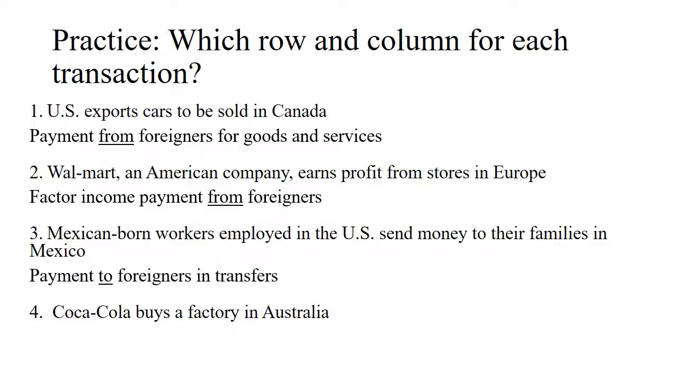Number 4, Coca-Cola buys a factory in Australia. Okay, little hint, the factory itself is going to be the asset. Now, if Coca-Cola is buying it, is that official or is that private? And then which country got paid? All right, it is a private asset. Coca-Cola might be a major corporation, but they're not a government. Only governments and central banks of the government are considered official in terms of official purchasing of assets. So Coca-Cola is private purchasing. And Australia is getting paid, therefore this is payment to foreigners.